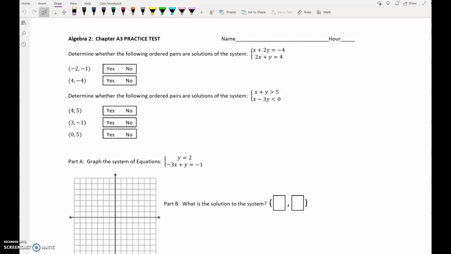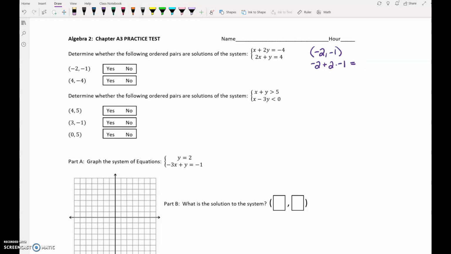For the first problem, determine whether the ordered pairs are a solution to the system. So we have the two equations. We have two ordered pairs that we're going to be testing. So first, let's test the ordered pair -2, -1. We're going to plug -2 in place of x, and 2 times -1, put -1 in place of y.